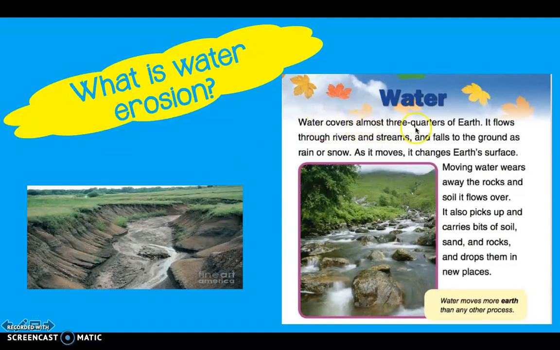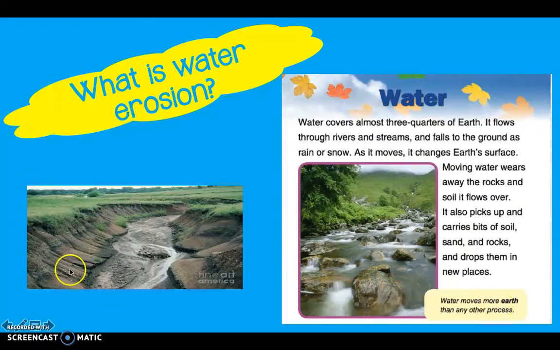Water covers almost 3/4 of Earth. It flows through rivers and streams and falls to the ground as rain or snow. As it moves, it changes Earth's surface. Moving water wears away the rocks and soil it flows over. It also picks up and carries bits of soil, sand, and rocks and drops them in new places. The caption says here that water moves more earth than any other process.